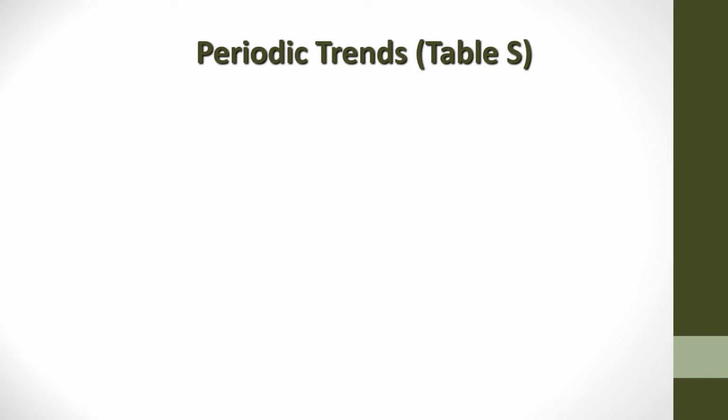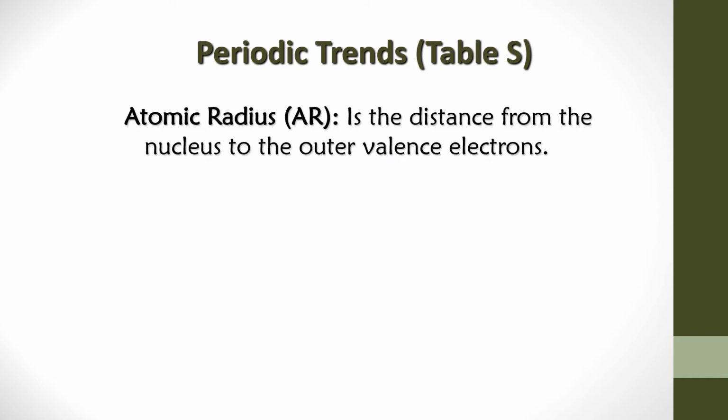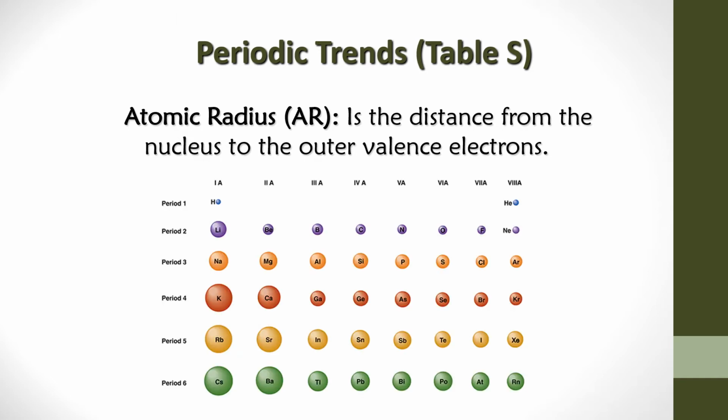So the first trend that we'll talk about today is the atomic radius, which is the distance between the nucleus of an atom and its valence electrons, or the outermost shell. So this is what the trend looks like for atomic radius specifically.